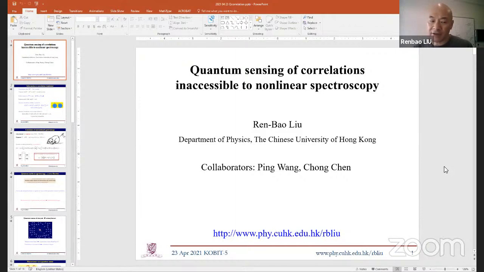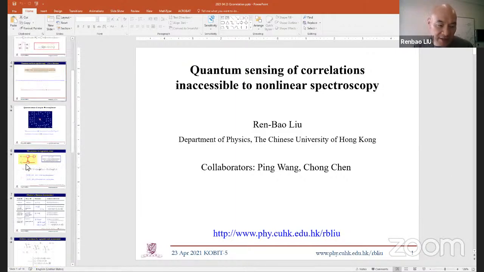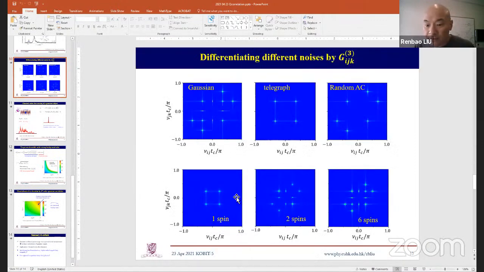However, in this spectrum, if you have two spins, you can actually see a different pattern. By looking at the different patterns, you can tell whether there is one spin or two spins, and you can deduce quite some information about the spin system.